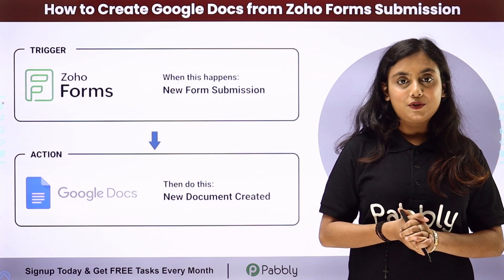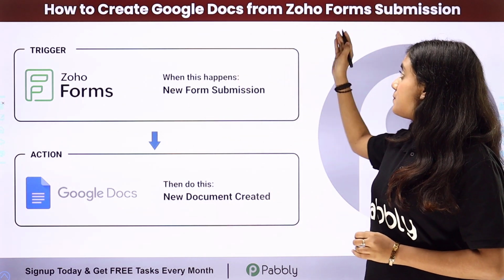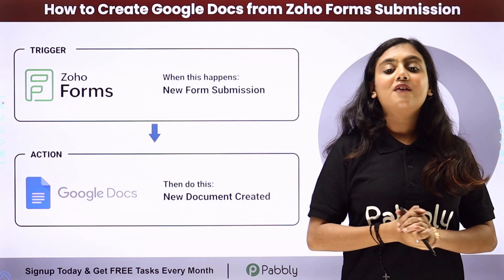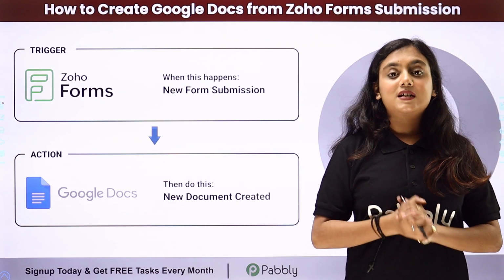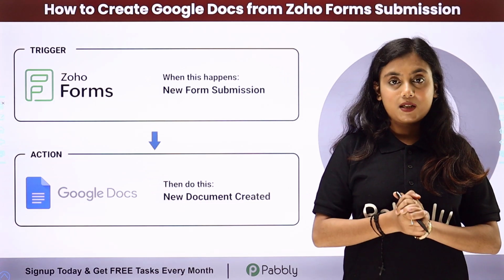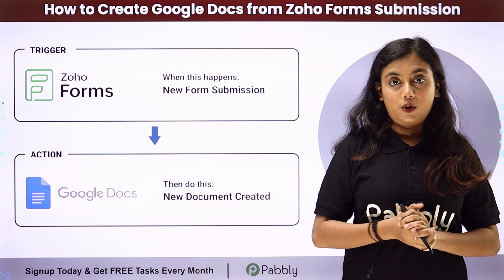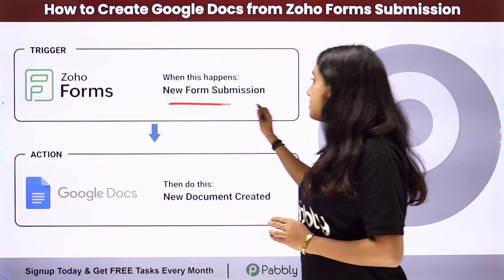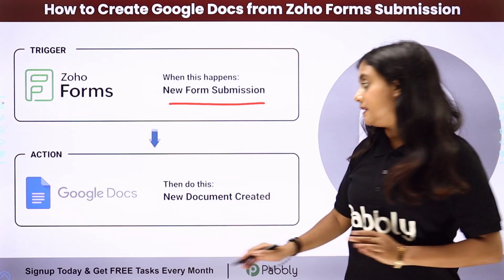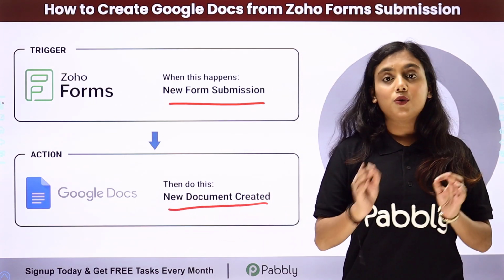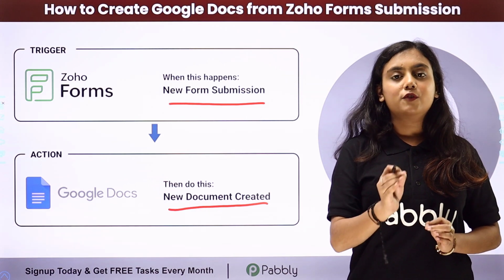In this video, we are going to learn how to create Google Docs from Zoho Forms submission. So suppose you have a travel agency and you want to collect your customers' traveling data with the help of form submissions that you have created out of Zoho Form. You want that every time a new form submission is done in Zoho Form, automatically a new document should be created in your Google Docs containing all the details from the form submission.